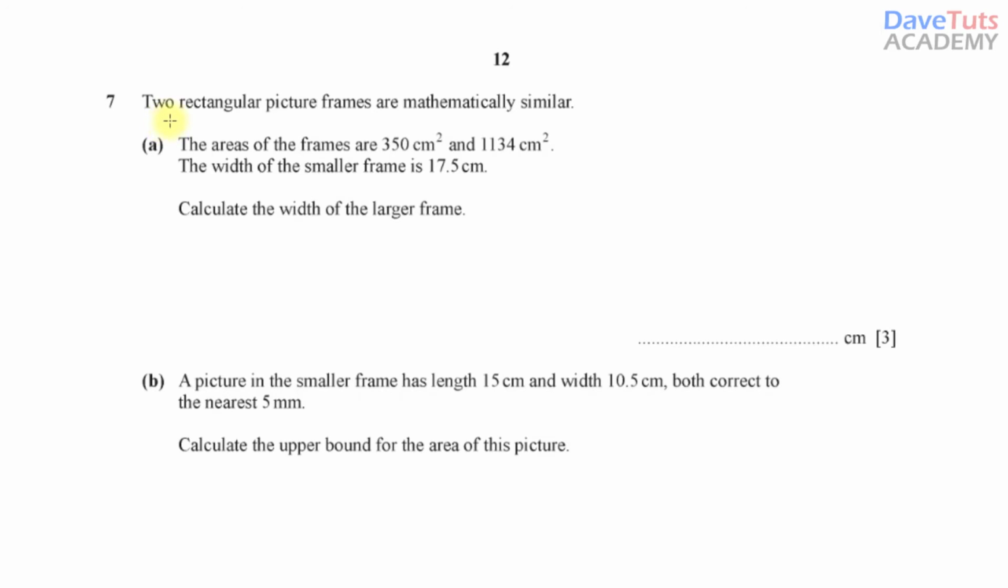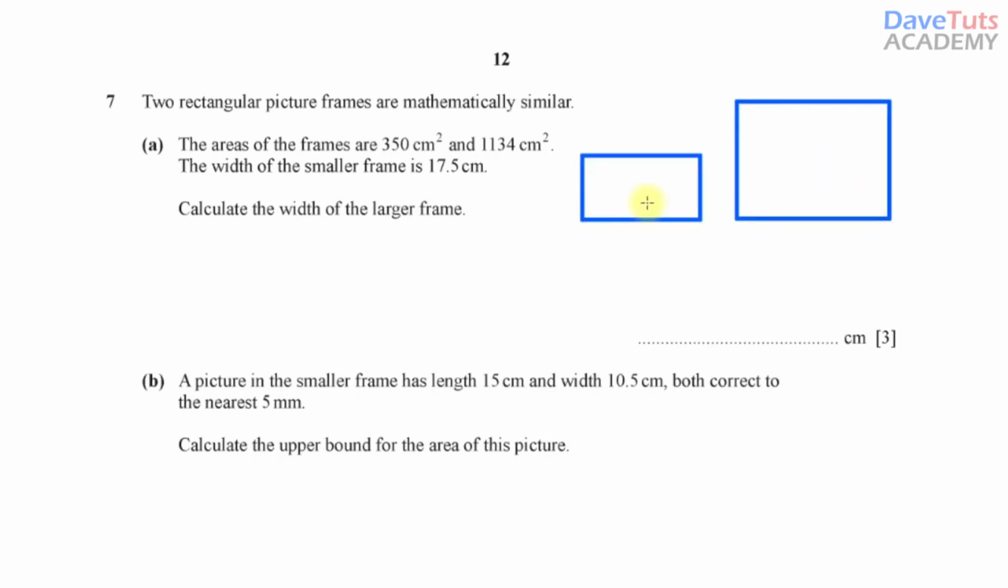In this question, we're told that two rectangular picture frames are mathematically similar, and then the areas of the frames are 350 centimeters square and 1134 centimeters square. The width of the smaller frame is 17.5 centimeters. We have to calculate the width of the larger frame. So if you want to look at what we have here, this can be a pictorial view for us that can be a guide into what we are looking at.